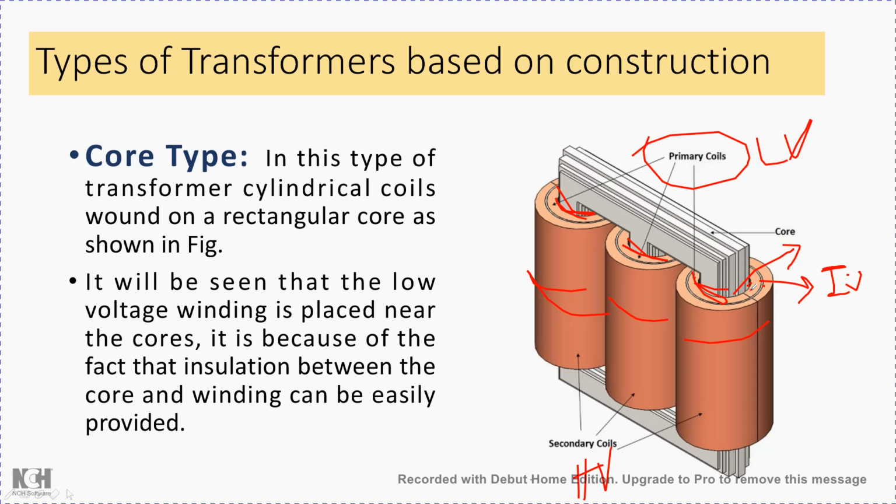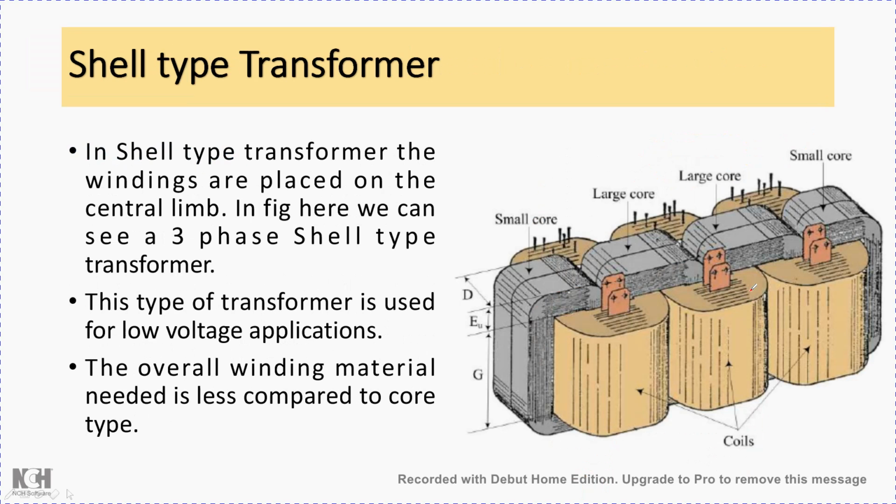The explanation is the same here as we already know. Now the next type is the shell type of transformer, which is a little bit different in construction. Instead of putting the windings on the adjacent limbs, the windings are usually placed on the central limb here, and the windings are formed in the shape of a disc. So this type of transformer is also called a disc wound transformer, because this shape looks like a disc.